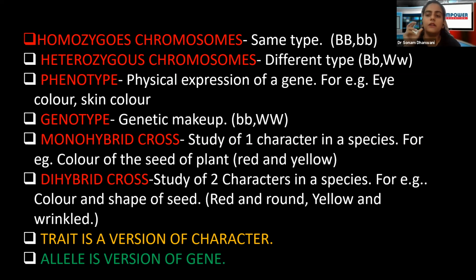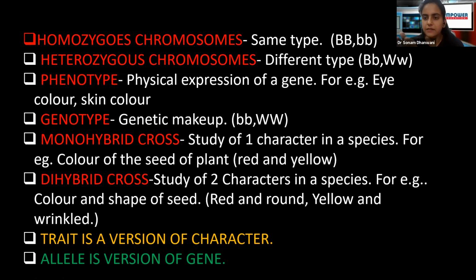But अगर हम सीड का कलर और सीड का शेप दोनों चीजें साथ में स्टडी करते हैं, we are studying two characters, the color and the shape, so that condition is known as a dihybrid cross, study of two characters in a species. For example, color and shape of the seed. So it can be either red and round or yellow and wrinkled, or it can be red and wrinkled and it can be yellow and round.